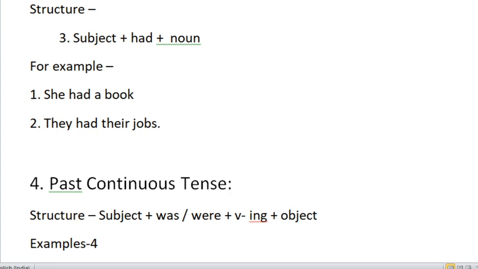So we are going to discuss past continuous tense. The structure is subject plus was/were plus verb plus ing and object. There is nothing new. As I said, verb ing needs to be forms, that is was and were, which are available here. So was and were forms are to be used in this structure.